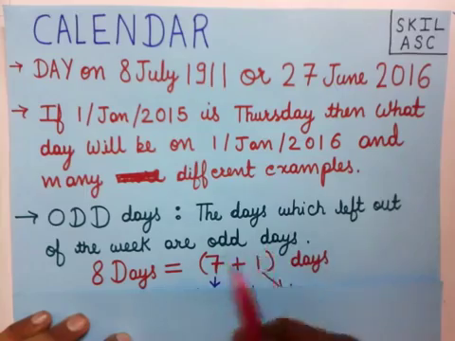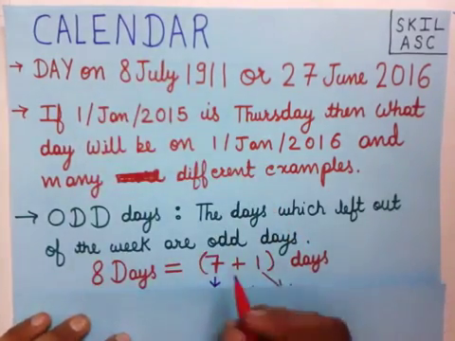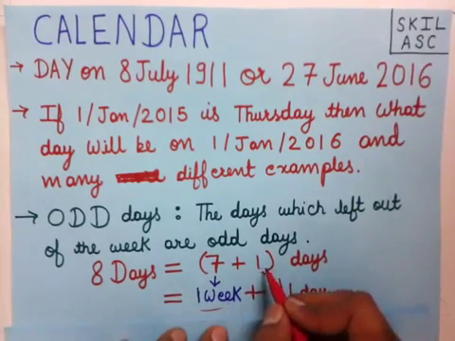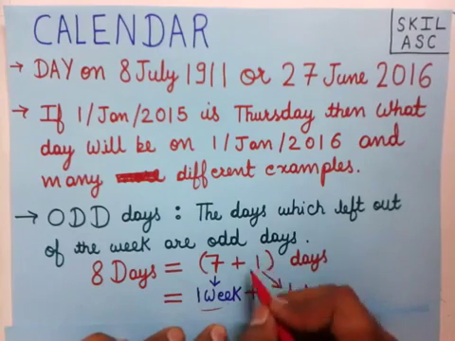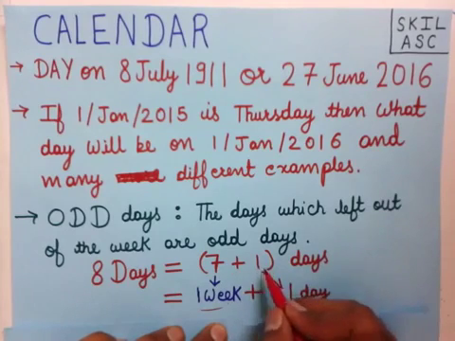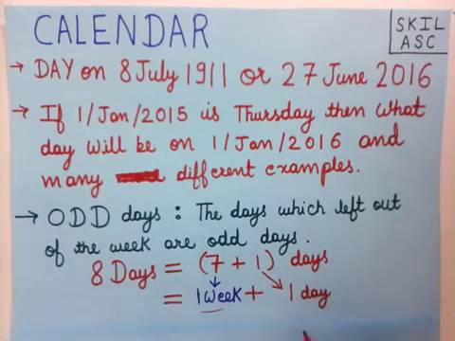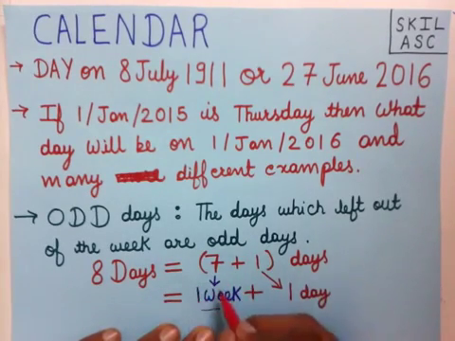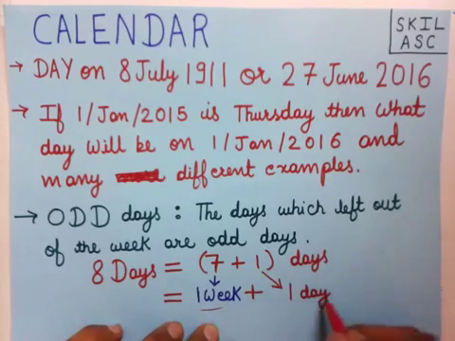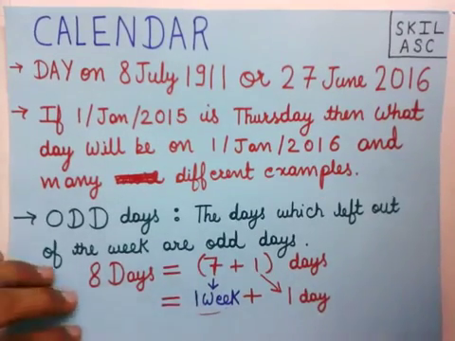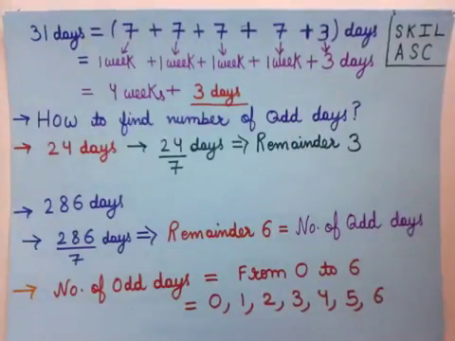Now we know 1 week has 7 days. So these 7 days make 1 week. But here we see there is only 1 day, and this 1 day is not enough to make a week. So we write this 1 day as it is. Now you see, this 1 day is left out of this week, or we can say this 1 day is extra, which is out of this week. So this day is called an odd day.